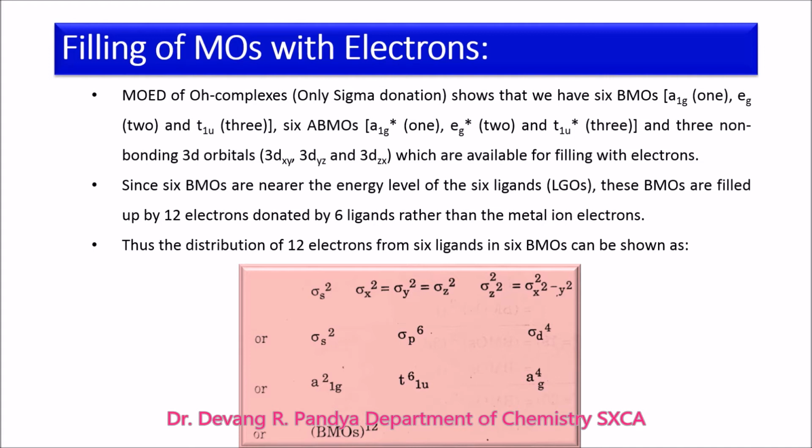Either you can say that sigma s is going to have 2 electrons, sigma p is going to have 6 electrons, and sigma d is going to have 4 electrons. This is EG, that you need to keep in mind. So this is BMO, and 12 electrons can be filled from LGO into it.